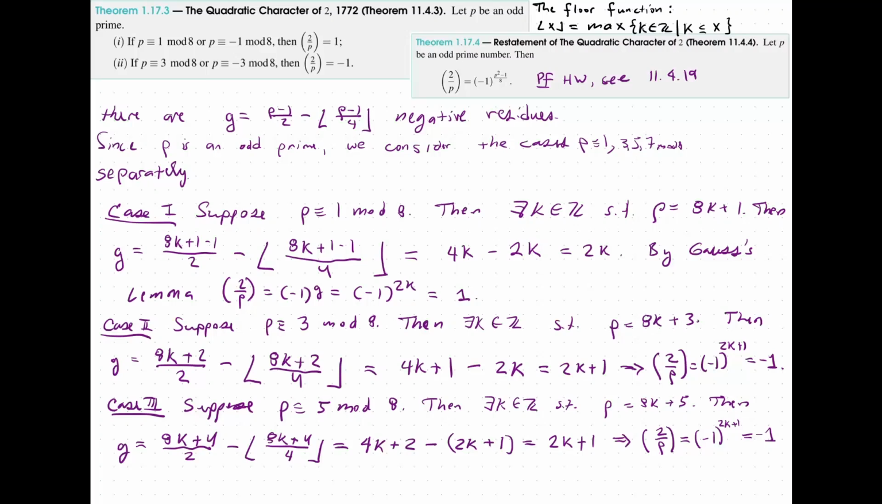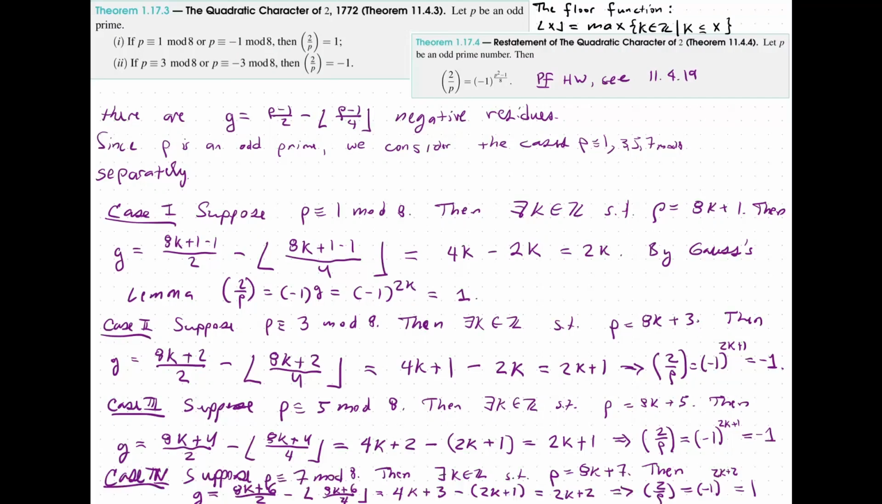So here's the argument for case 3. Same as before, p is congruent to 5 mod 8. We have an integer k, so that p is equal to 8k plus 5. We now have that g is equal to this quantity here upon plugging in and simplifying. But then we will have that the Legendre symbol of 2 on p, by Gauss's lemma, is negative 1 to the 2k plus 1, always odd, equal to negative 1. But p congruent to 5 mod 8 is the same as p congruent to negative 3 mod 8. And so we got that. So all that remains is to check p congruent to 7, which is congruent to negative 1 mod 8. And so I'm going to go ahead, pause the video, and do that right there.